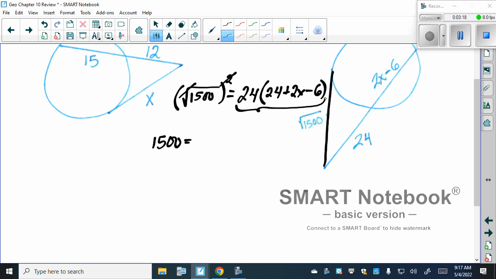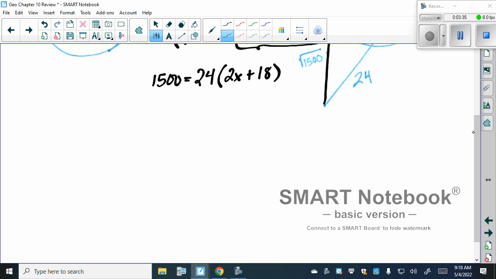So the first thing we could do is just simplify what's inside the parentheses. 2x does not have any like terms, so it'll stay 2x. But 24 minus 6 is going to be plus 18. I do that so I'm not multiplying 24 by 3 numbers, just 2. Now the left-hand side's still going to stay 1500. 24 times 2x is 48x plus 24 times 18 is, a decent number, 432.